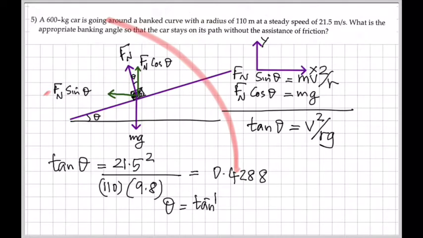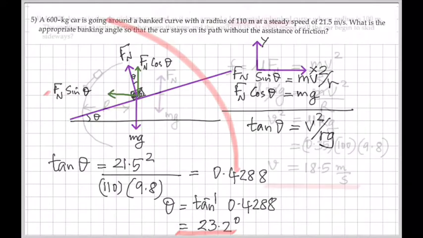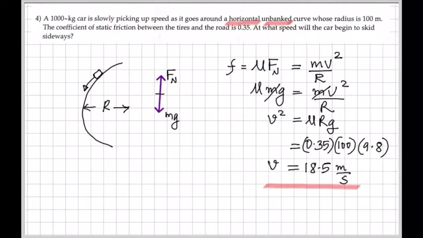Okay, so when you do that, you take the inverse of that, you get 23.2 degrees. Is that what you get? Somebody? Yes. That's how you do that problem. Done. Hey, what were the key points in this?